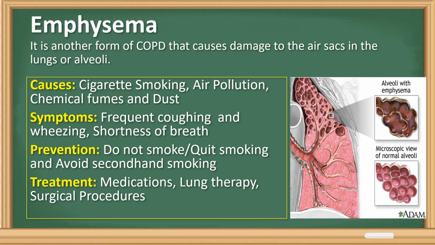Cigarette smoking, air pollution, chemical fumes, and dust. What are the symptoms? Frequent coughing and wheezing, shortness of breath. How can we avoid or prevent ourselves from having emphysema? Do not smoke, quit smoking, and avoid secondhand smoking. Treatment. If you are having emphysema, you can undergo medications, lung therapy, and surgical procedures.